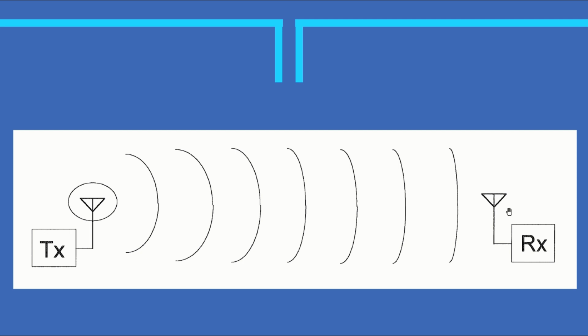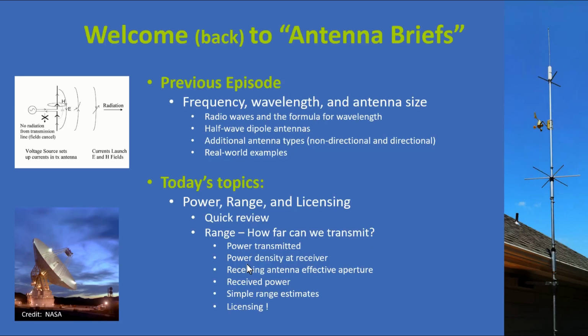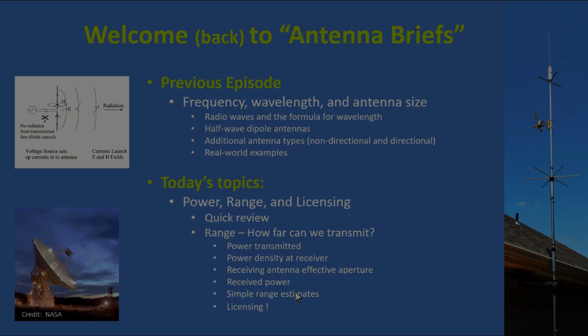The receive antenna, as you can sort of see here, is somewhat small in comparison with the size of this last sphere, which is huge. And so we only intercept a fraction, a very small fraction in general, of the transmitted power. To figure out what that fraction is, we're going to go through a concept called power density at the receiver, and a related concept of the effective aperture of the receiving antenna itself. Using those two things together, we can then estimate the received power. And with a few other assumptions, we can estimate range.